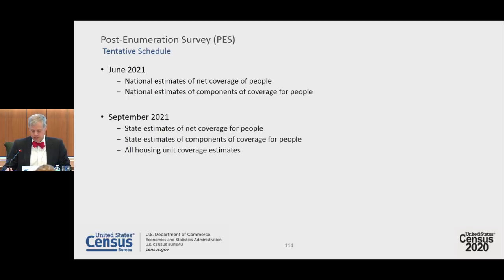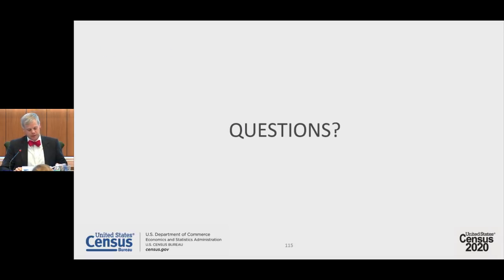Although our plan is to publish the housing units and state estimates at the end of the 2020 fiscal year, those reports will be released 18 months after Census Day, which is 7 months earlier than the 2010 schedule. So that's my overview of the 2020 post-enumeration survey.